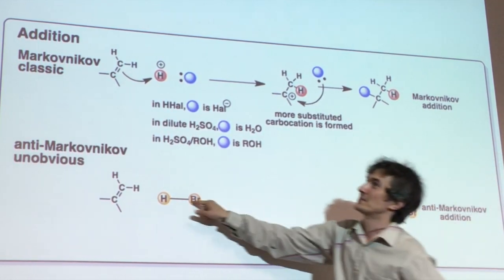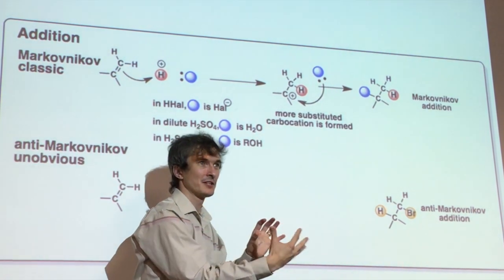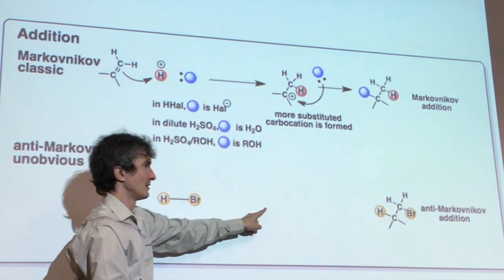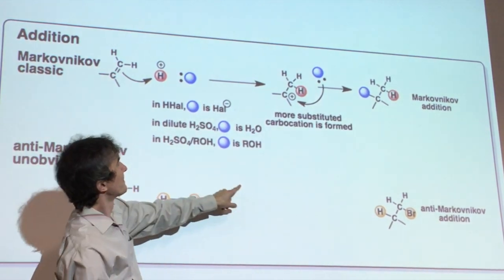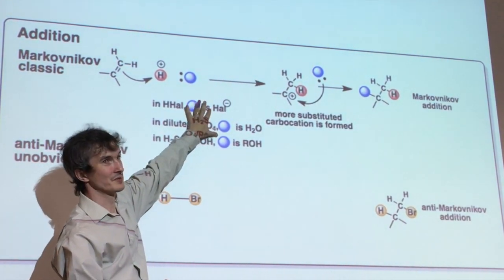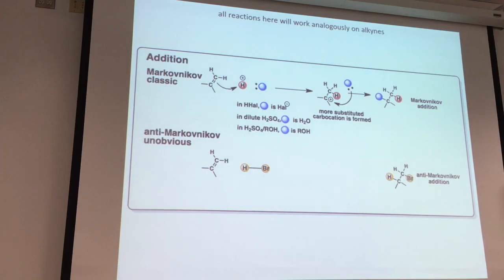So if you just mix them, it will of course function as this, and it will add Markovnikov. So there must be some additive to this to make it add anti-Markovnikov. Some unusual additive. Anybody remembers?